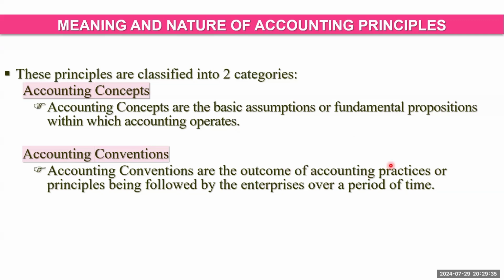So these regular practices also become rules. We can say that concepts are the written rules suggested by some associations, but conventions are the practices developed over a period of time by the accountants, and they are generally following. All the accountants are following those practices. So there is a minor difference between concepts and conventions: written and unwritten. We can call them written rules and unwritten rules, developed out of practices only.